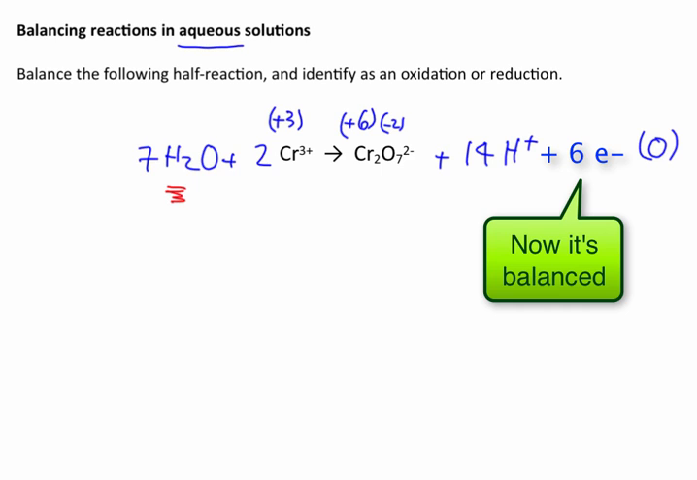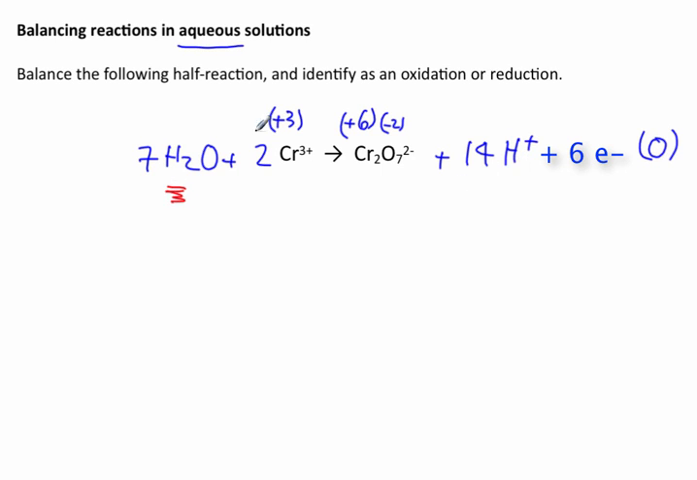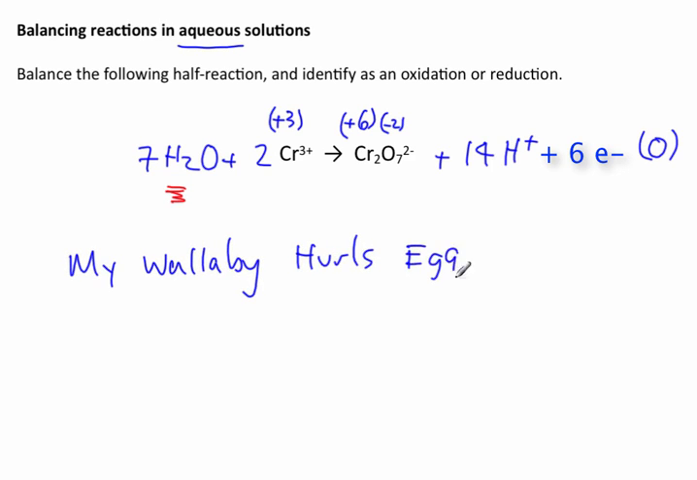And so this happens in an acidic solution because there's hydrogen present, and it's in water because it's aqueous. So there's a nice little mnemonic to help you remember the order of things for balancing a half reaction in these aqueous solutions. So first of all, you balance the mass, and that's the mass of what's been oxidized or reduced. Second thing is you balance oxygens by adding water.